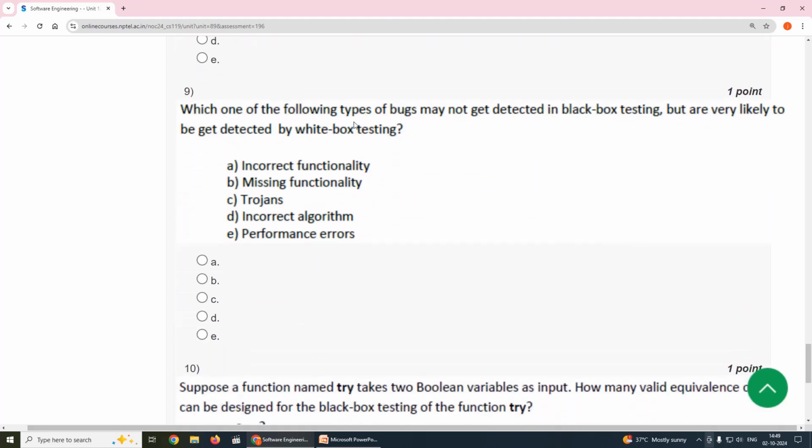Ninth one, which one of the following types of bugs may not get detected in the black box testing but are likely to be detected by the white box testing? It is Trojans. Option C, Trojans.